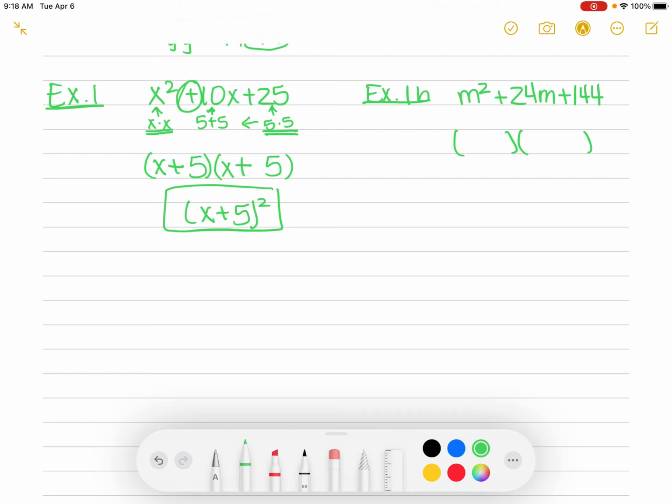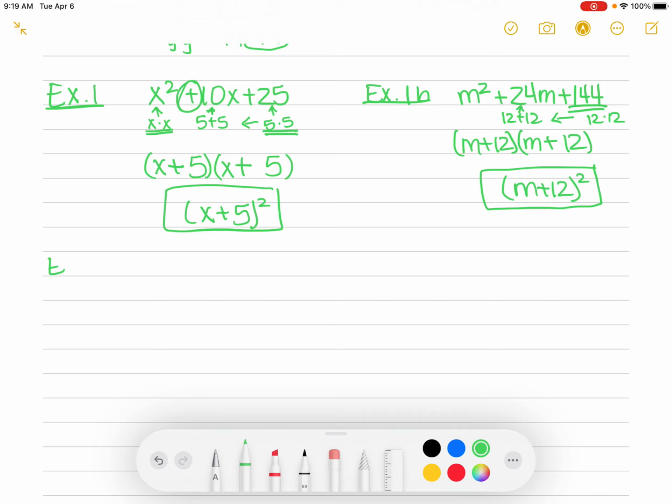Okay, now that you're back, we're going to do m's at the front because m times m is m squared, and then 144 is 12 times 12. So I'm going to do 12s at the end and a plus sign. Now, before I put down that 12, I should have checked, or you should have checked, that 12 plus 12 makes that middle number, and it does. So now my final answer is m plus 12 squared.